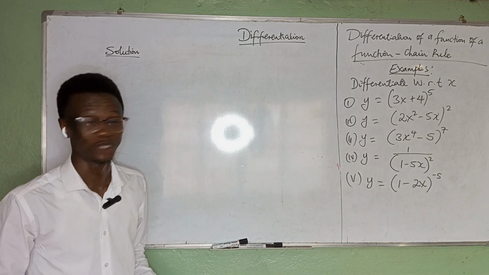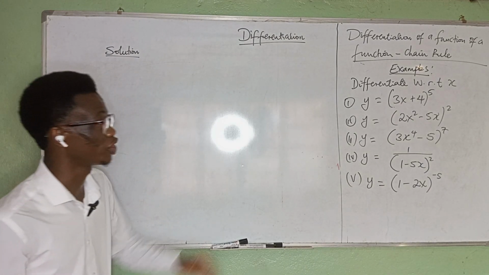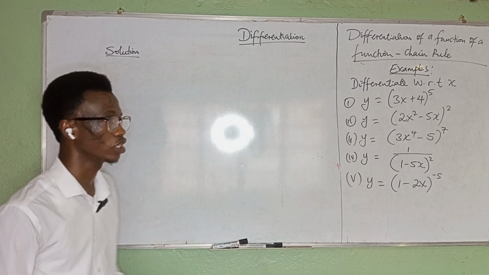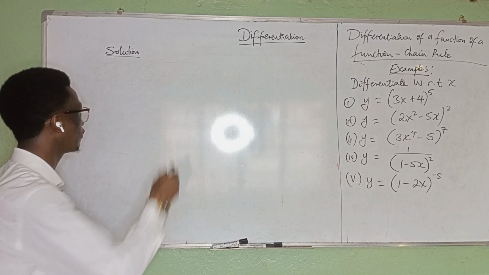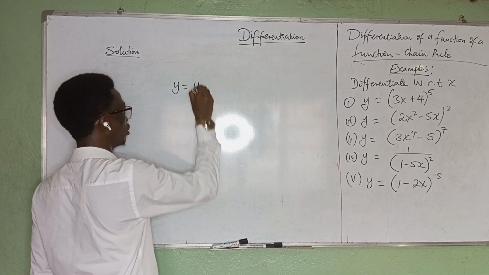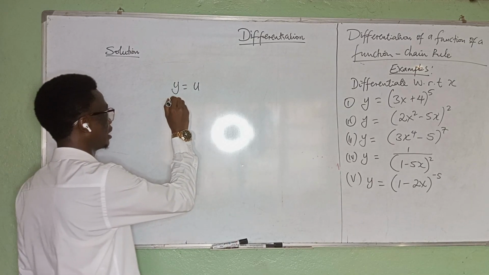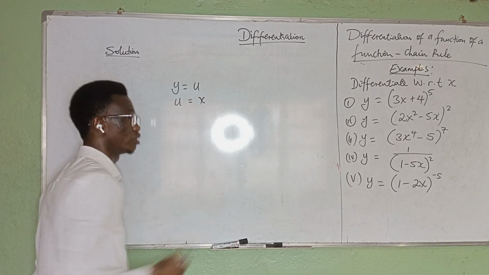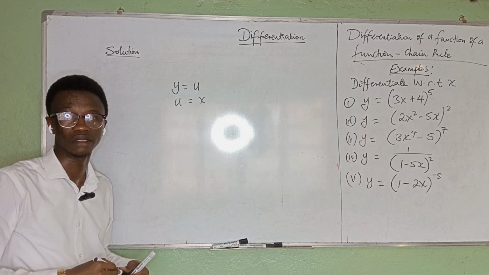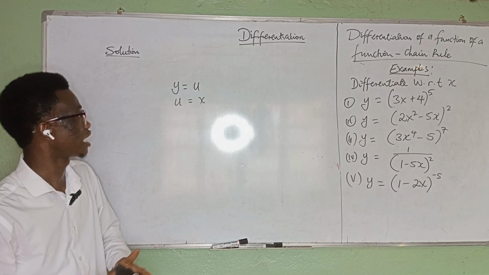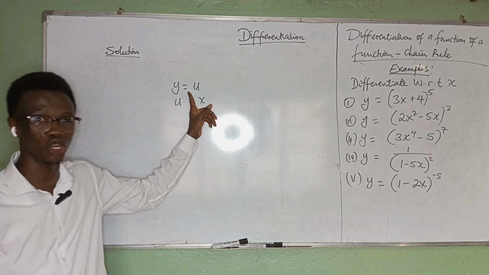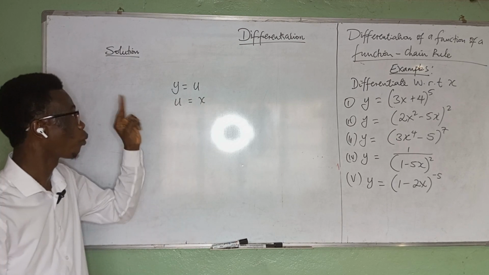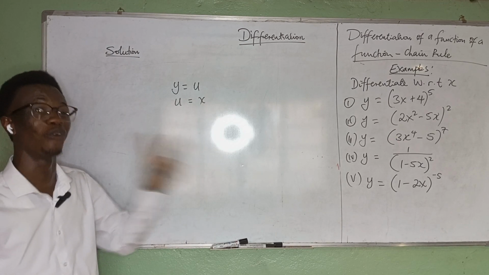Good day, guys. So today we shall be looking at differentiation of a function by chain rule. What does that mean? Let's say we have y equals u, and then we have u equals x. This means that if y is a function of u and u is a function of x, that means y is a function of x.